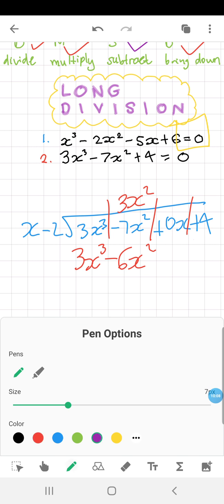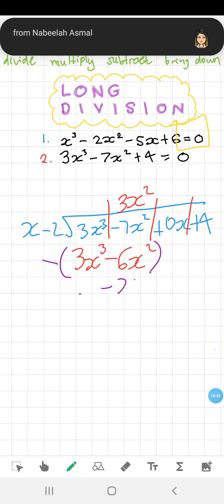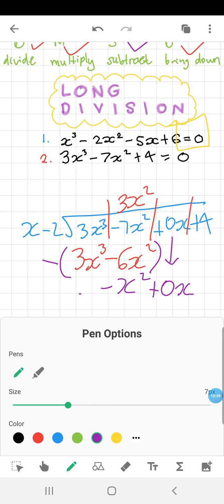Then we subtract the whole thing. If you get lost, just remember to look at this mnemonic. Divide, multiply, subtract, and bring down. That's the order in which you will do it. So 3x cubed minus 3x cubed is 0, minus 7x squared minus 6x squared is just going to be minus 7x squared plus 6x squared, which is minus x squared. Bring down, yes, you have to bring down the 0x. And the whole process repeats itself again.